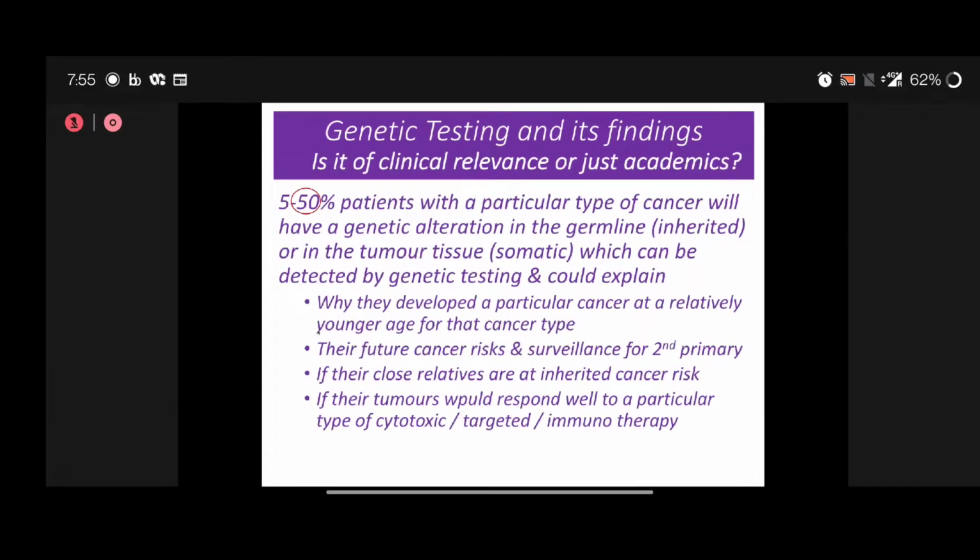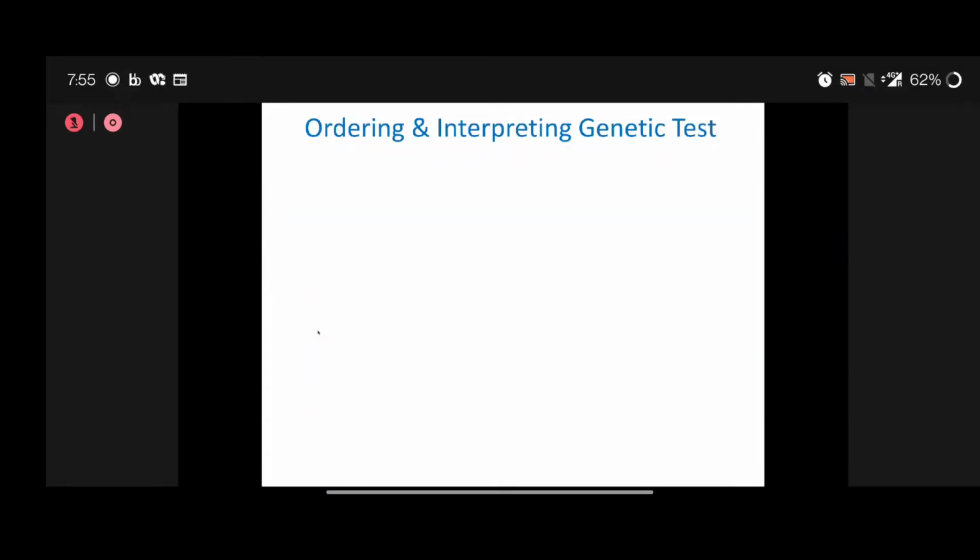So I think I'll just come directly to ordering and interpreting genetic tests. So first and foremost, to know, is it indicated in a person? So you should know the guidelines. Again, there are so many guidelines, they keep on changing. It is not possible to remember. And many of you would be practicing broad specialties, not just one particular organ system. So just remember the hypothesis.